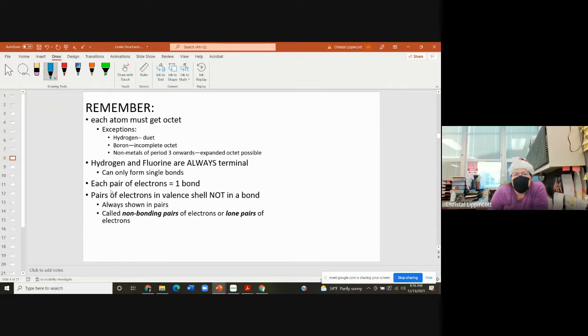There we go. Things that you need to remember. Each atom has to get an octet except hydrogen and boron. Nonmetals in period 3 and onward can expand their octet. Hydrogen and fluorine are always terminal, meaning that they're always on the end. They can't be the central atom. Each electron pair equals a bond, and pairs of electrons in the valence shell that are not bonded are called lone pairs.